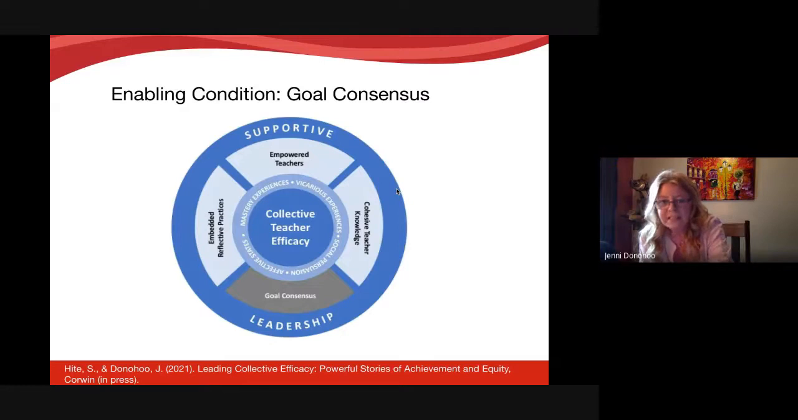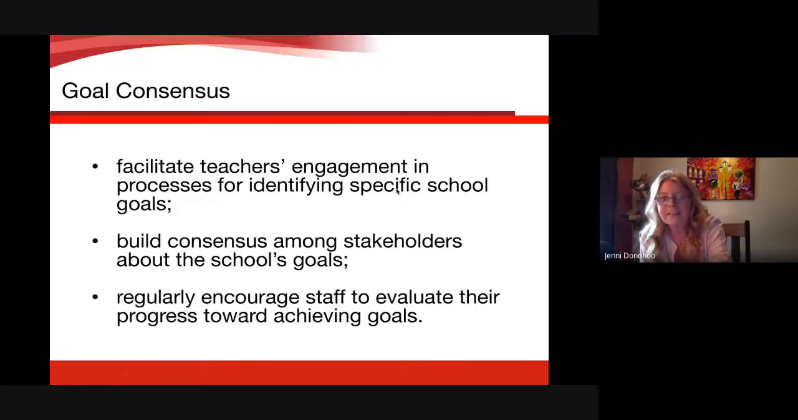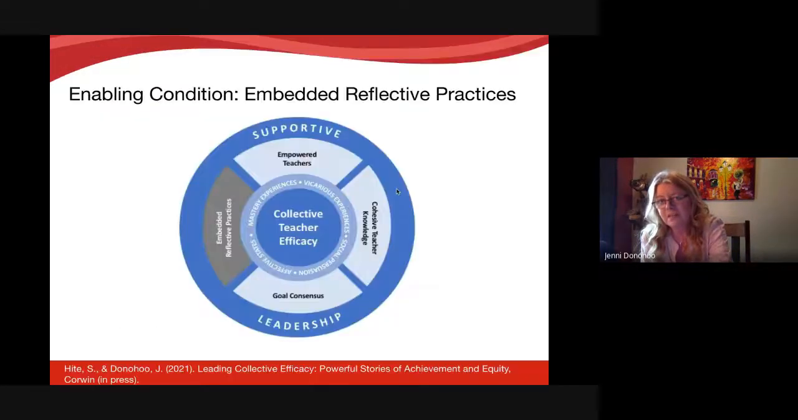Goal consensus is very important. So find ways to facilitate teachers' engagement in processes for identifying and owning specific goals and building consensus, and encourage staff regularly to evaluate their progress toward achieving those goals.